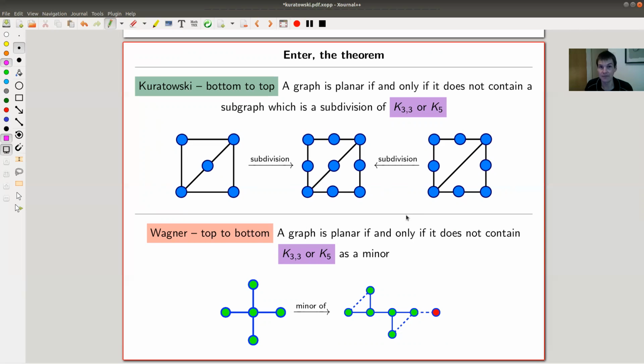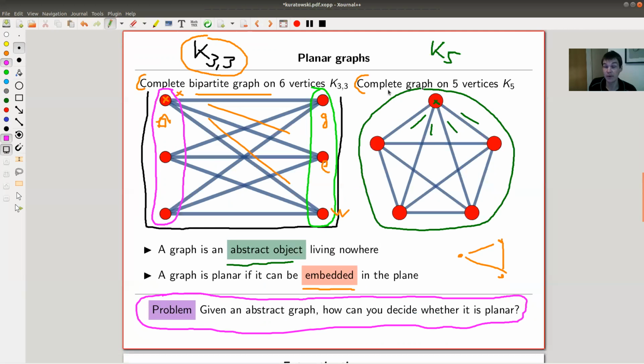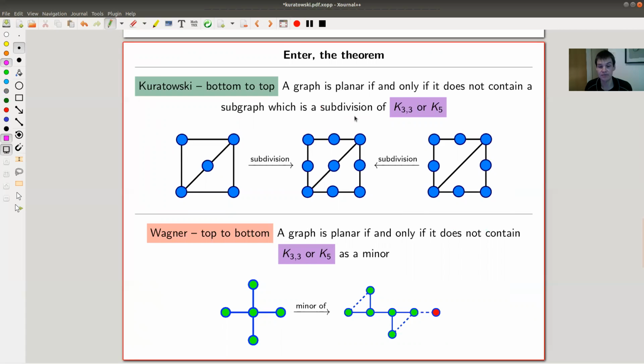A graph is planar if and only if something happens. And the bottom to top approach is: if and only if it doesn't contain a subgraph which is a subdivision of, well, my two funny things here, the forbidden pieces, K5 and K33, right? Dually, that's why I would like to collect them in one theorem: a graph is planar if and only if it does not contain K33 or K5 as a minor.